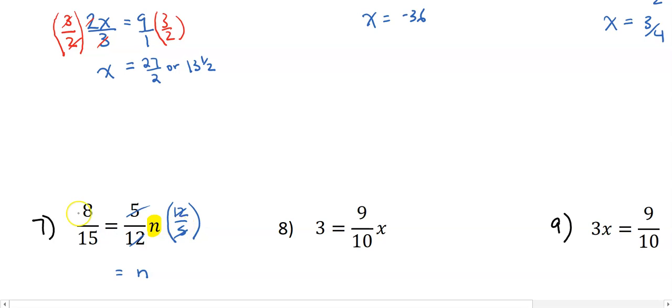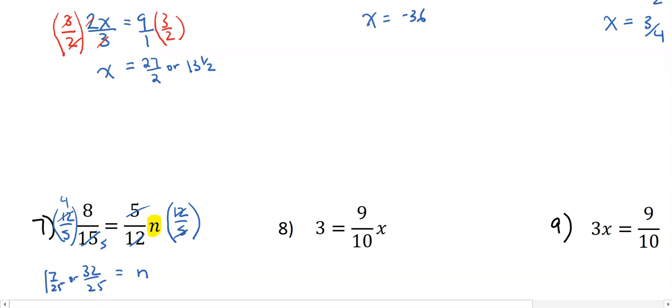So whatever I do to one side, I must do to the other. You just write it with brackets on both sides. Now again, I look for canceling. Oh, I can divide by 3. I can divide by 3. So that's all I can do. So I get 32 over 25. I can leave it improper, or I can change it to 1 and 7 over 25.